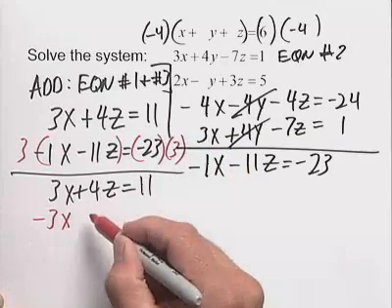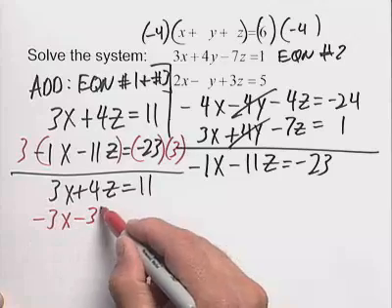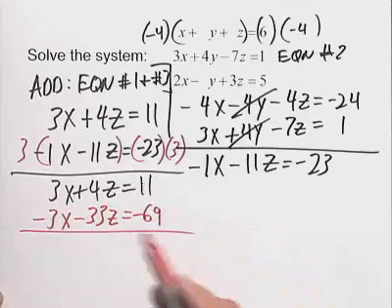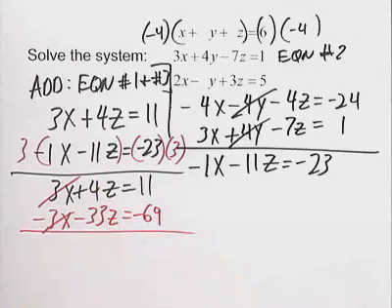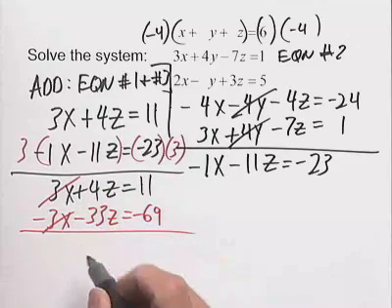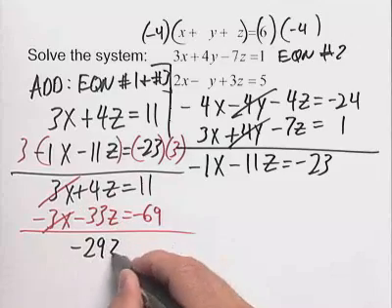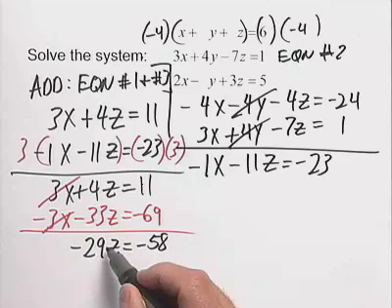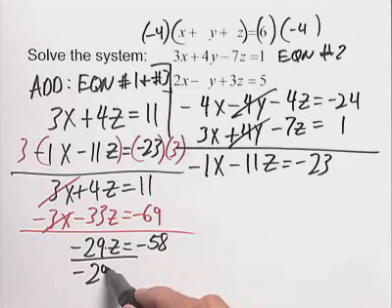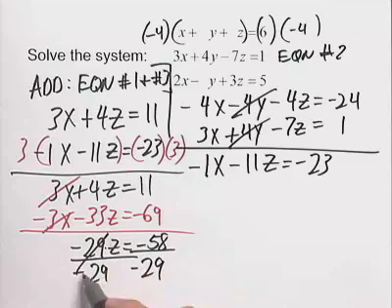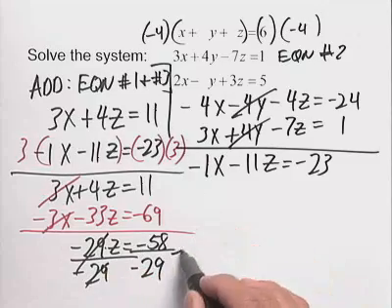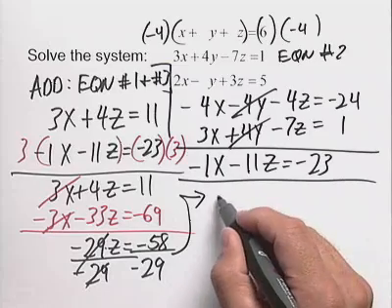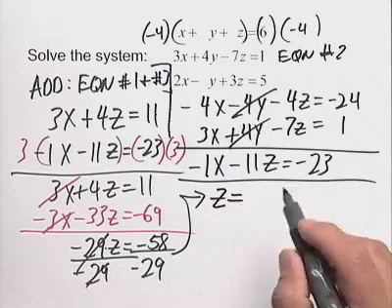A minus 3x minus 33z is equal to a negative 69. So by adding down those columns once again, the x's disappear. From this, we get a negative 29z. That is equal to a negative 58. So let's isolate z entirely by dividing both sides by a negative 29. All right, so let's bring this up here. Got quite a bit going on the page. From this, we get a nice answer of z is equal to 2.